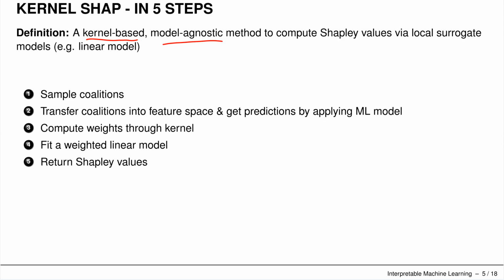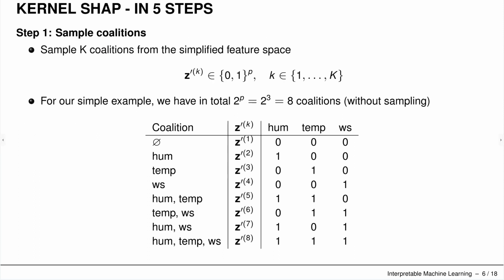So first, we sample coalitions. So that's similar as in the Shapley values. Then we transfer the coalitions into a feature space and get predictions by applying the machine learning model, compute weights through a kernel, fit a weighted linear model, and thus return the Shapley values. So now we go through it step by step. For this first step, we sample coalitions.